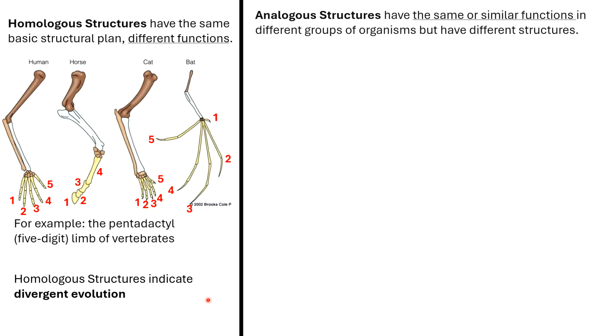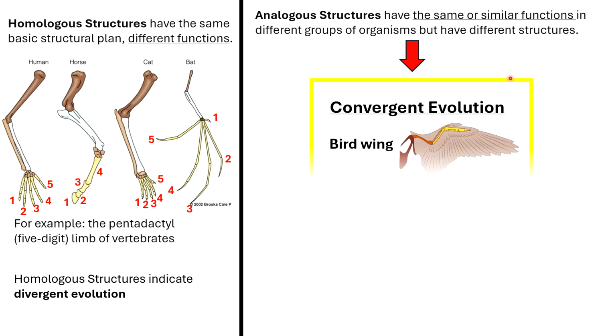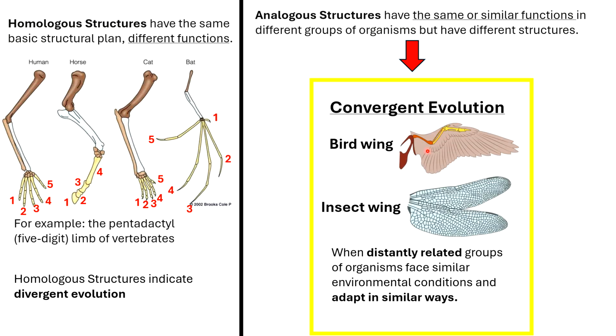The opposite would be analogous structures, which have the same or similar functions but different structures. So the main example of this would be the bird versus the insect's wing, and this is convergent evolution, where distantly related groups of organisms face similar environmental conditions and hence adapt in similar ways.